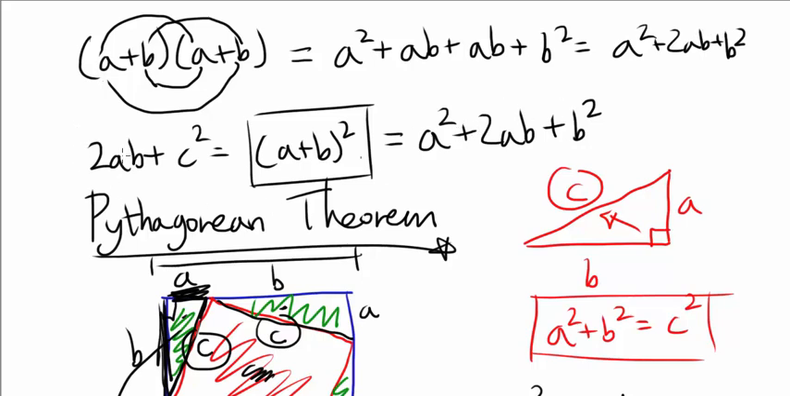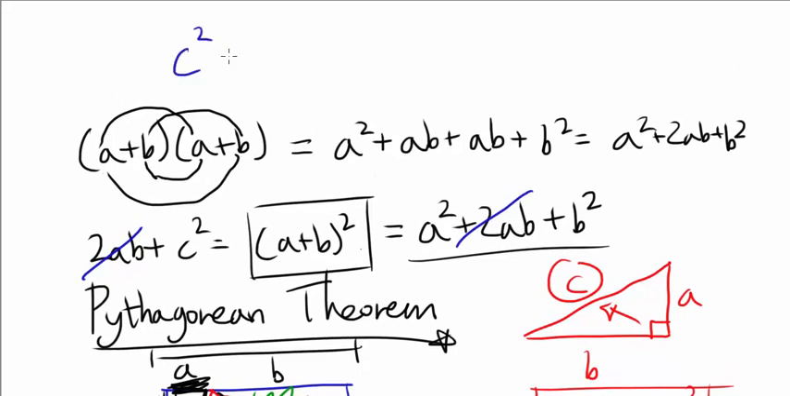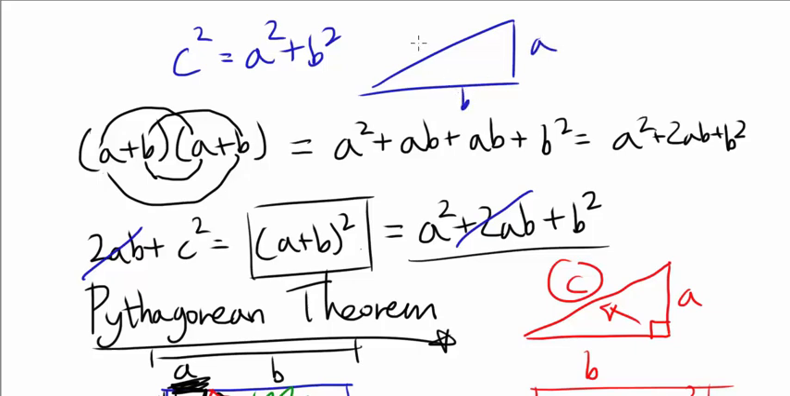So you know 2ab plus c squared is equal to a squared plus 2ab plus b squared. And since you have 2ab on both sides, you can subtract it out. So 2ab cancels out. And what do you have left? You have c squared is equal to a squared plus b squared. And we had a triangle with a, b, and c, where c is the hypotenuse. So we just proved the Pythagorean theorem.